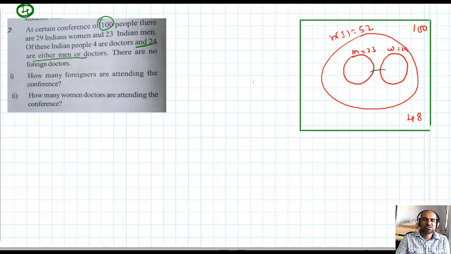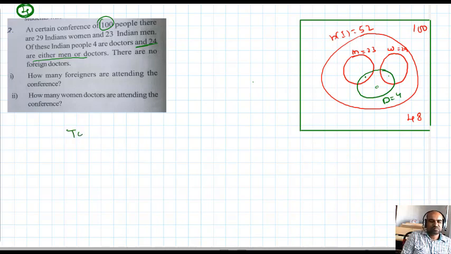But there is one more set, the doctor set. This is men doctors, this is women doctors. The other region is zero, no need to write anything. Total doctors are given as 4. Now from this we want to find women doctors. I will write the information first.